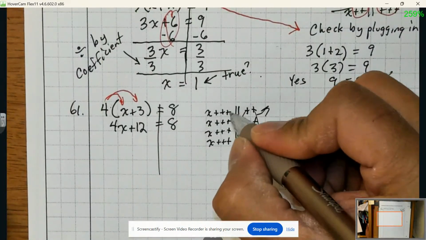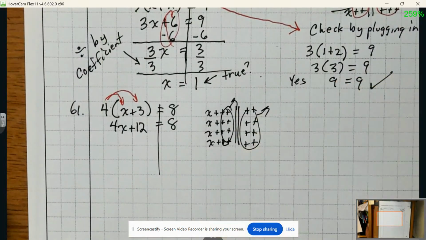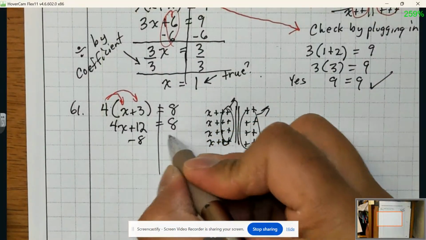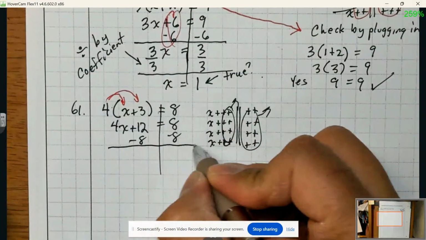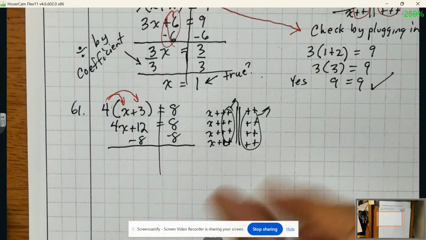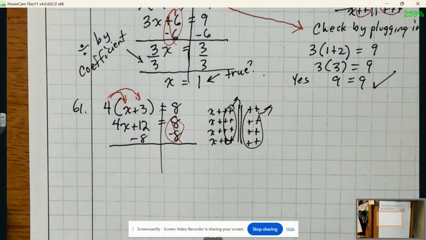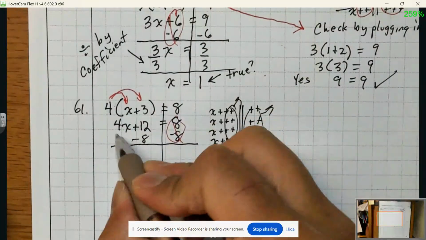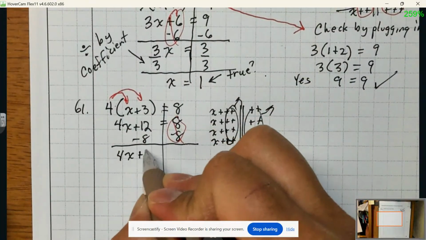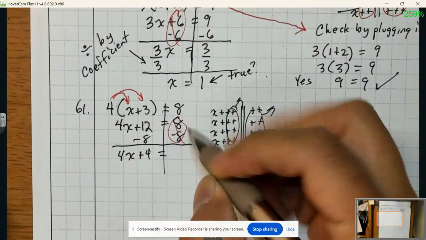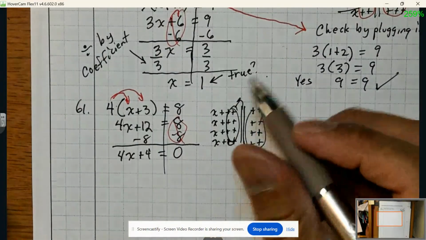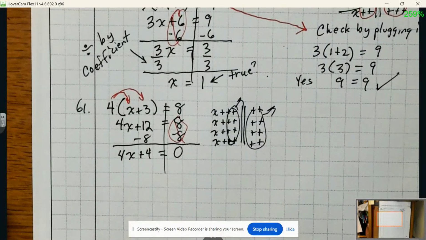We can take away 8. We can take away 8. Minus 8, minus 8. That's all we share. This is a 0 pair right here, so this goes away, leaving us 4x plus 4 is equal to, that is a 0. Right? We have 0 left on the other side.